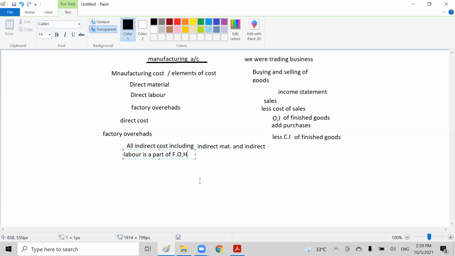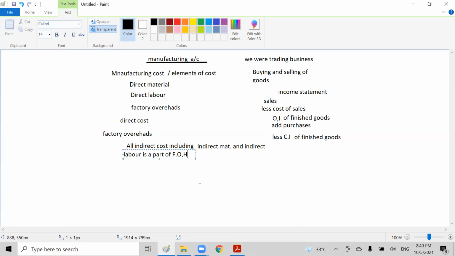Like indirect material includes heat, light, and power. The electricity which we are consuming in manufacturing the chairs, that is part of the cost of factory, but it is not directly attributable or directly involved in manufacturing the chairs. Heat, light, and power, factory taxes. Same is the case with indirect labor.